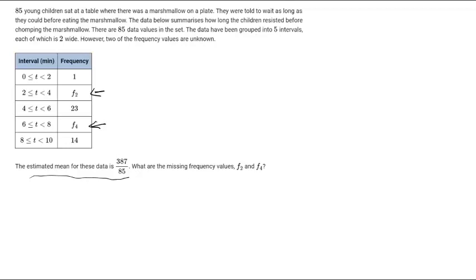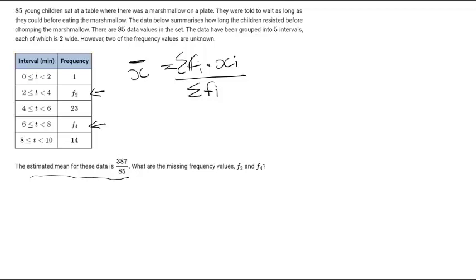The estimated mean is going to give me an equation that says x with a line on top of it is equal to the sum of the frequencies multiplied by the midpoints of the class intervals, divided by the sum of the frequencies again. So what are we going to do?